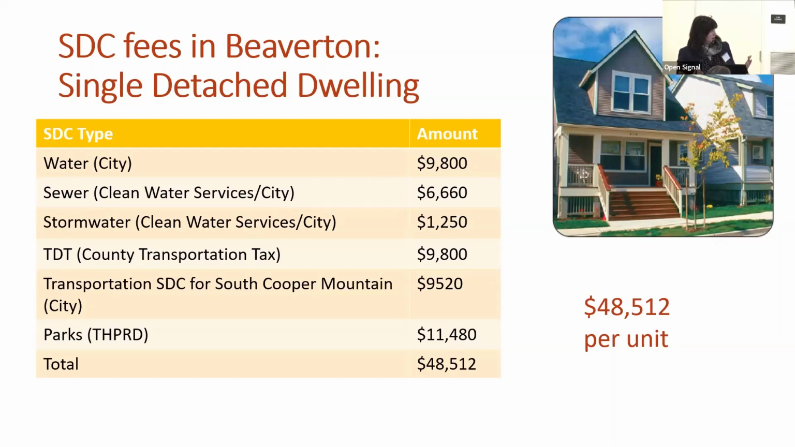Then we have parks. Tualatin Hills Parks and Recreation District provide wonderful services, beautiful parks, very expensive SDC. And they actually had a higher level SDC for South Cooper Mountain for a similar reason that the city has a supplemental transportation SDC there. The total cost is $48,512. It's one unit. That math is easy. So that's the per unit cost of SDCs for single detached housing in South Cooper Mountain and Beaverton. It's a little lower in other areas of the city because you don't have those supplemental SDC costs.